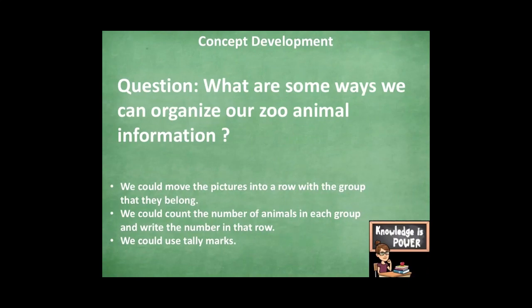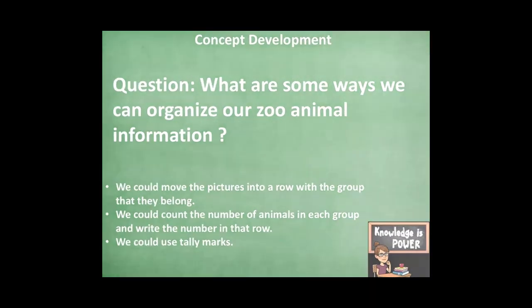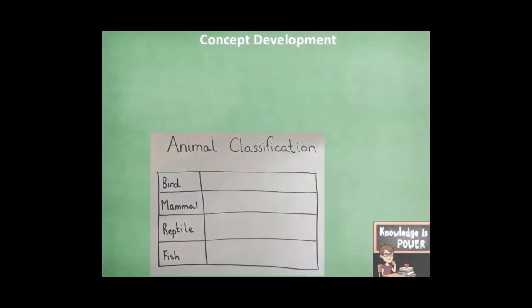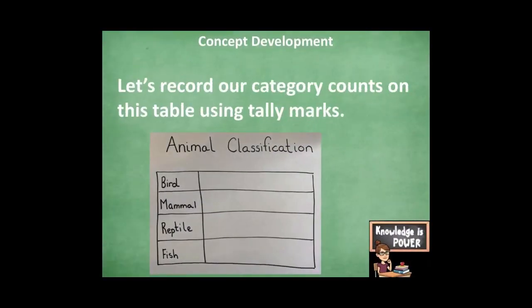Here's my question for you. What are some ways we can organize our zoo animal information? We could move the pictures into a row with the group they belong. We could count the number of animals in each group and write the number in that row. And we could use tally marks. Which would be the best way? Well, let's record our category counts on this table using tally marks.